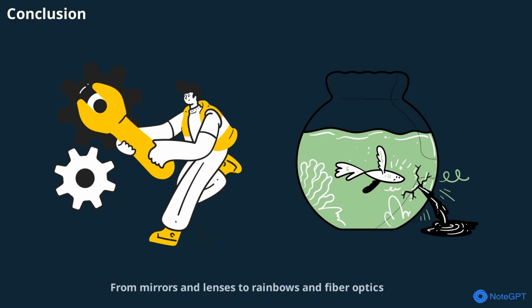From mirrors and lenses to rainbows and fiber optics, these principles are everywhere. By understanding how light works, we gain insight into science, technology, and the beauty of the world. Keep exploring and observing light in your surroundings, it's full of wonders.